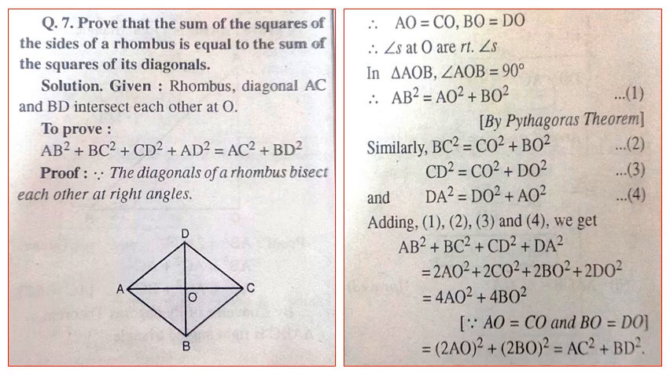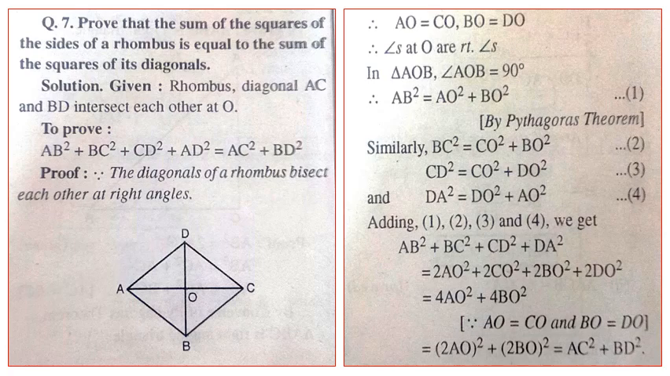In triangle COD, CD square is equal to CO square plus DO square. Let it be equation number 3. In triangle AOD, AD square is equal to DO square plus AO square. Let it be equation number 4. Now adding equations 1, 2, 3 and 4, we get AB square plus BC square plus CD square plus DA square. That is equal to, in RHS we get 2AO square plus 2CO square plus 2BO square plus 2DO square.